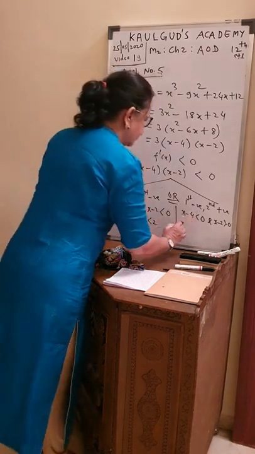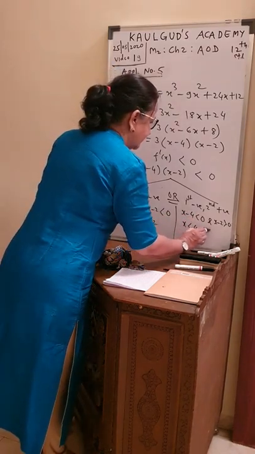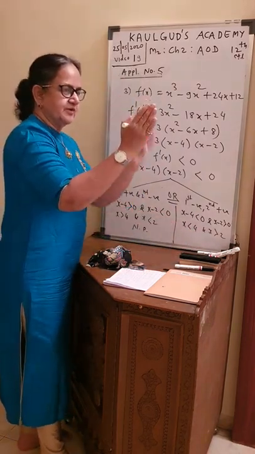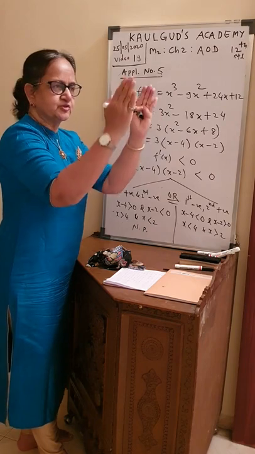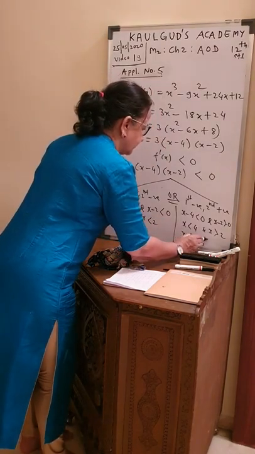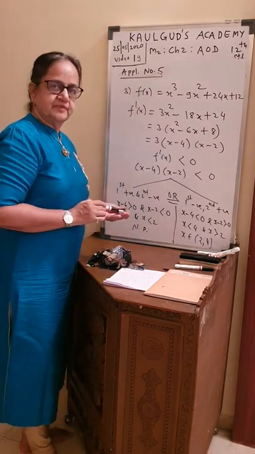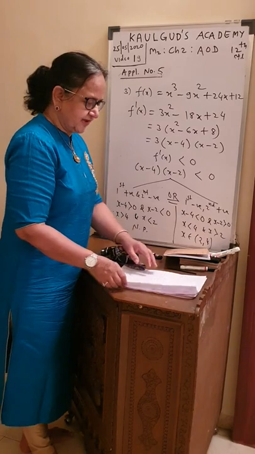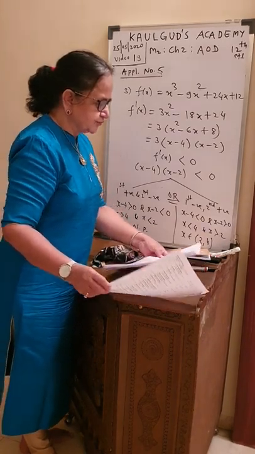Here take x less than 4 and x greater than 2. So how should x be? Smaller than 4 but bigger than 2. So it should lie between 2 and 4. So x belongs to the open interval (2, 4). So what is your answer? f of x is strictly decreasing if x belongs to (2, 4).